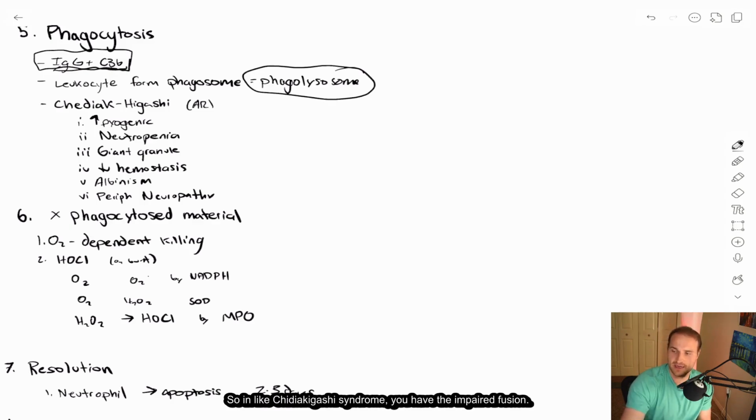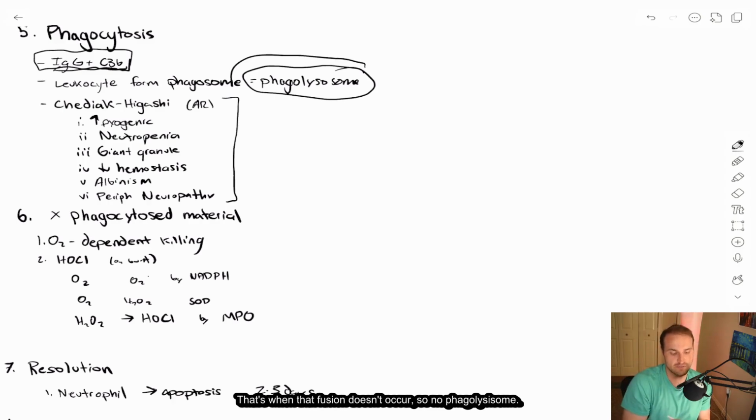So in like Chediak-Higashi syndrome, you have the impaired fusion, and so you have the giant granules and albinism, and you can also get peripheral neuropathy. So that's Chediak-Higashi, an autosomal recessive disease. That's when that fusion doesn't occur, so no phagolysosome.